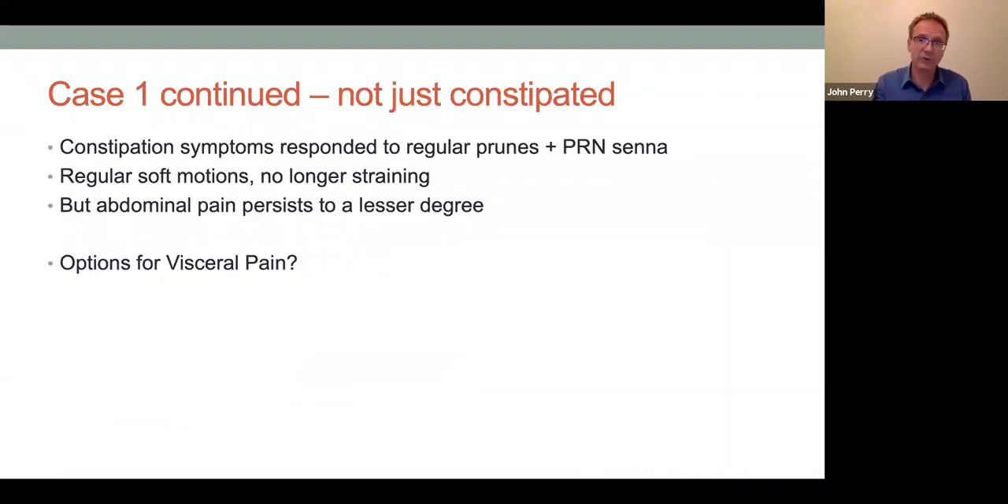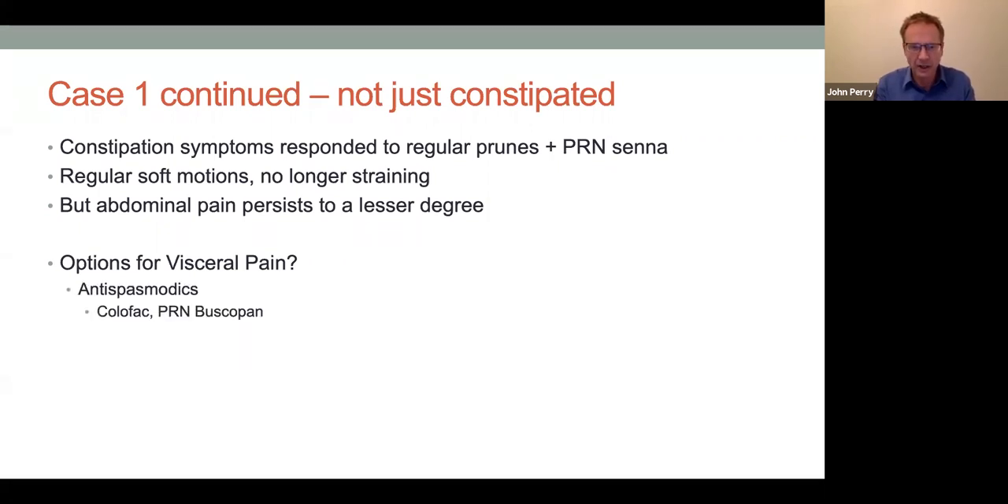So this patient, though, wasn't just constipated. We got things going with prunes and Senecot as required, and got everything going without the straining, regular soft motions, but the abdominal pain persists. So she's still got some visceral pain despite shifting the constipation. Now, visceral pain can have a number of possible causes, but you know that there are some treatments. I don't usually hand out pills to patients dealing with IBS. I'm looking for other ways of dealing with it, but sometimes you do need to damp down unnecessary signals from the gut.